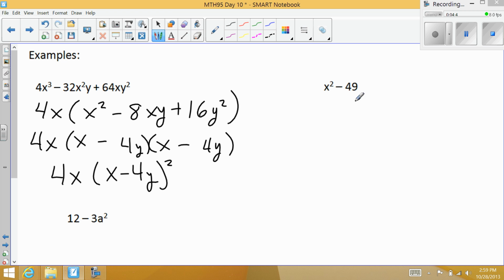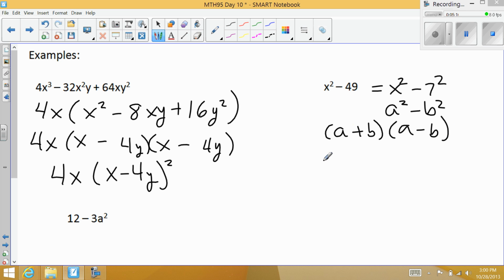Okay, so the x squared subtract 49. Again, whenever I have 2 terms to factor, a binomial, I immediately think difference of squares. And I do have that. Let's go ahead and expand this out a minute. X squared subtract 49 is x squared subtract 7 squared. So as far as that a squared subtract b squared format, my a is x and my b is 7, and I know this factors to a plus b, a subtract b, which will be x plus 7, x subtract 7.